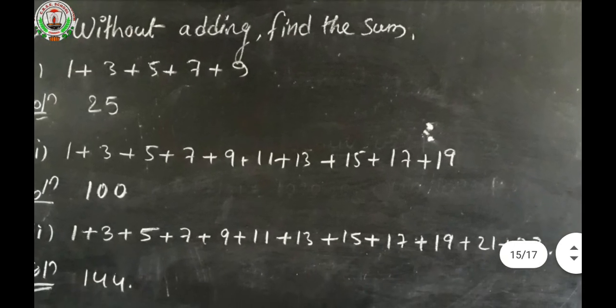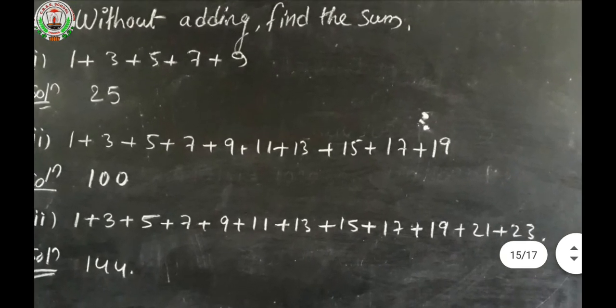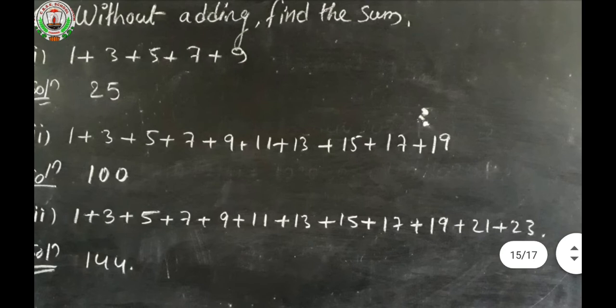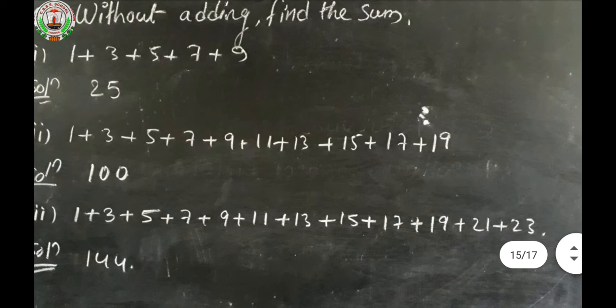Next, the seventh question is here. In the seventh question it is said: without adding, find the sum. That means here 1 plus 3 plus 5 plus 7 plus 9 is there, isn't it? So how many numbers are there? The sum of the first 5 odd numbers is 5 square, that means 5 times 5, 25. The sum of the odd numbers, it is a property.